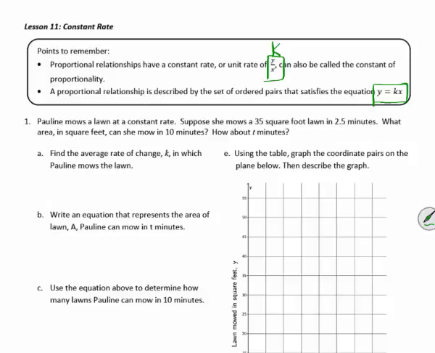All right, so let's get right into it here. Pauline mows the lawn at a constant rate. Suppose she mows a 35 square foot lawn in 2.5 minutes. What area in square feet can she mow in 10 minutes? How about t minutes? So we're going to work through this big problem here in steps.